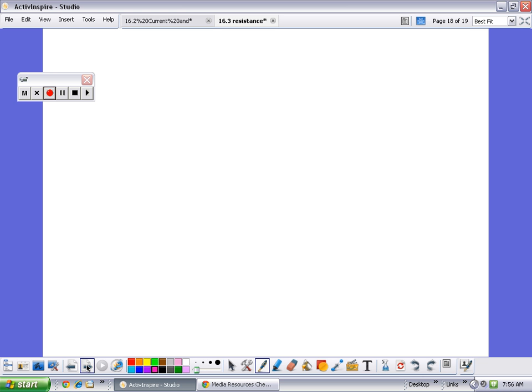Please write down any questions that you have, or star or highlight things that you did not understand that you need further explanation on. Again, reference the book and read through section 16.3. That's helpful as well.